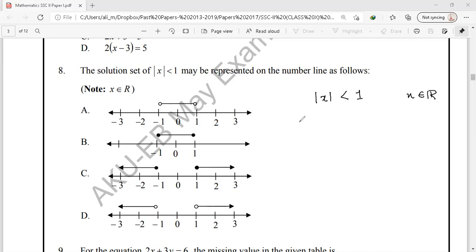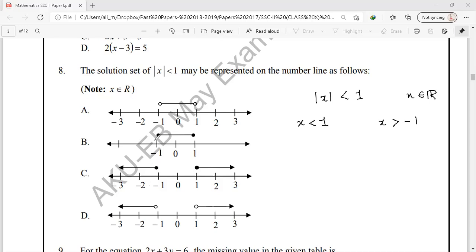So let's expand this modulus. So x would be less than 1 and x would be greater than minus 1. Whenever we remove this modulus, it is always expanded into two expressions. One is positive and the other is negative. Simultaneously, when we expand this with the negative real number, the side of this inequality reverses. So this is our answer, that x is less than 1 and x is greater than minus 1.